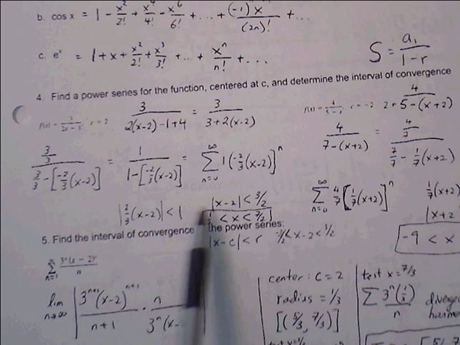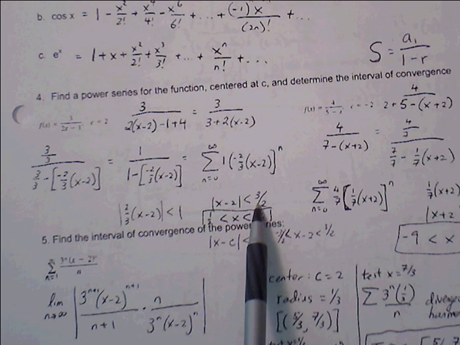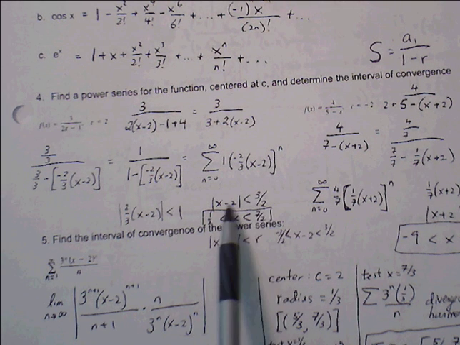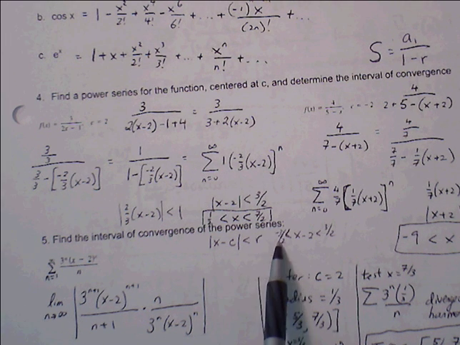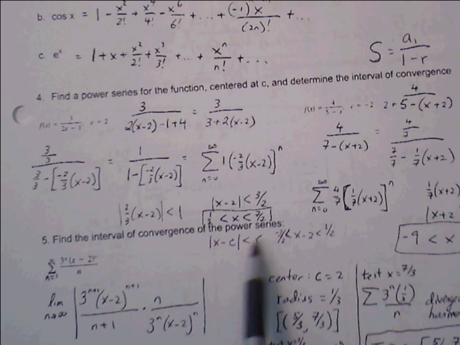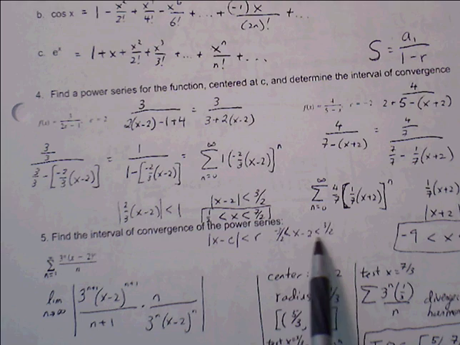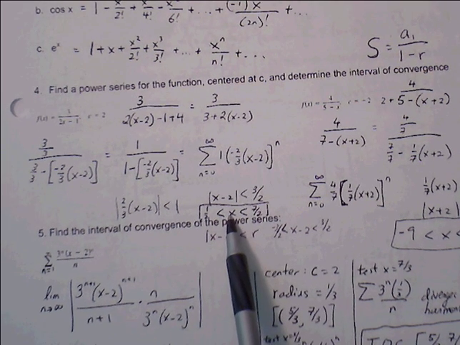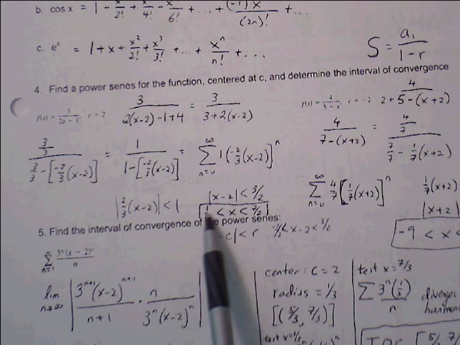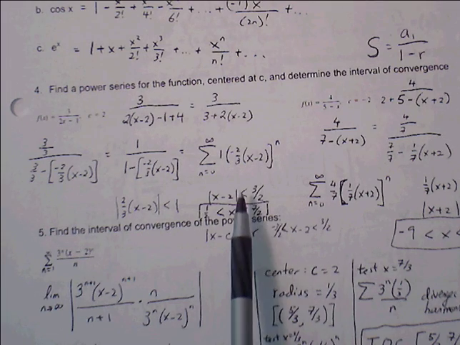So multiply by 3 halves, make it |x - c| < r. Here I see my c value is 2, and my ratio is 3 halves. So now it's in the form |x - c| < r. If I get rid of the absolute value bars, then really it's x - 2 is between -3/2 and 3/2. And if I add 2 to both sides, I'm going to get x is between 1/2 and 7/2. So this is my interval of convergence, and my ratio is going to be 3/2.